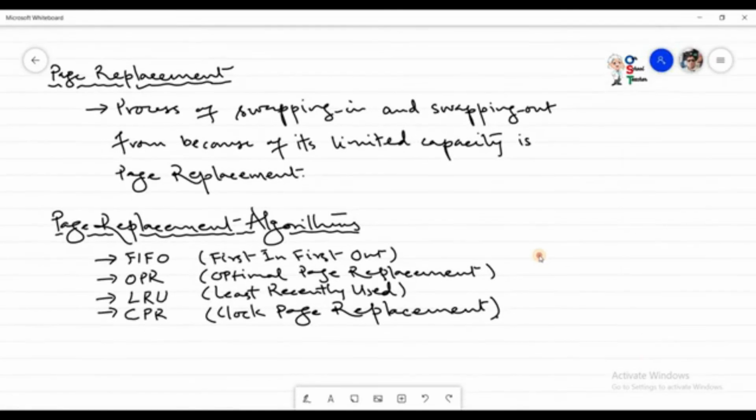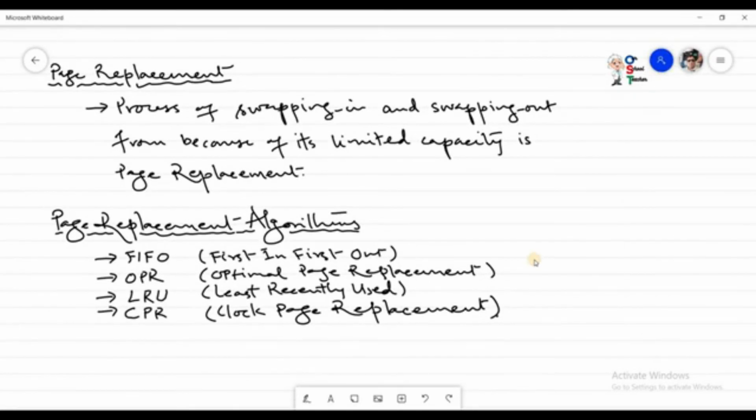First one is first in, first out. Second one is optimal page replacement. Third one is least recently used. And the fourth one is clock page replacement algorithm. So these are 4 algorithms which are used, and these algorithms we are going to discuss in the next class also. In next class, inshallah.